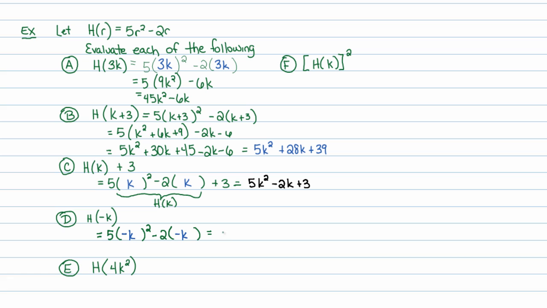let's see, 5, well, negative k times negative k is k squared. So this will equal 5k squared. And then negative 2 times the negative k is a positive 2k.